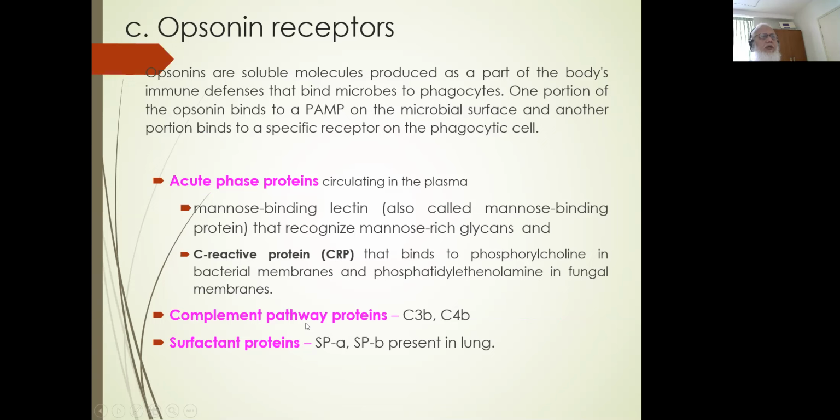In the complement pathway, during activation, there are C3b and C4b. Their action is also the same. And surfactant proteins, we have discussed, are also a component of innate immunity present in the lung, and their function is similar to C-reactive protein, C3b, and C4b, with similar opsonization.